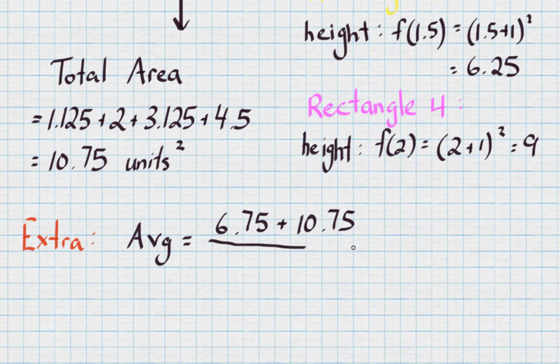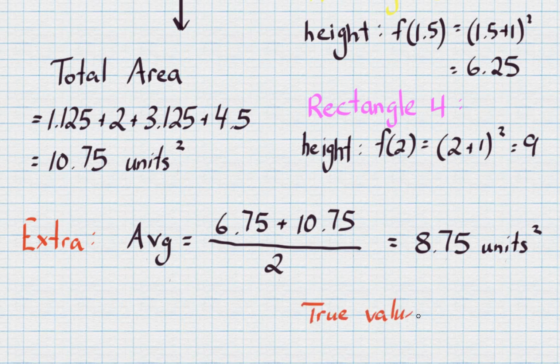In this case, there's just the 2 values, and before even going to a calculator, we can hopefully see that the midpoint, or the average, between 6.75 and 10.75 is just 8.75. Now, we don't know how to do this just yet, but the true exact value of this area is 8 2/3. So that's the true exact value.